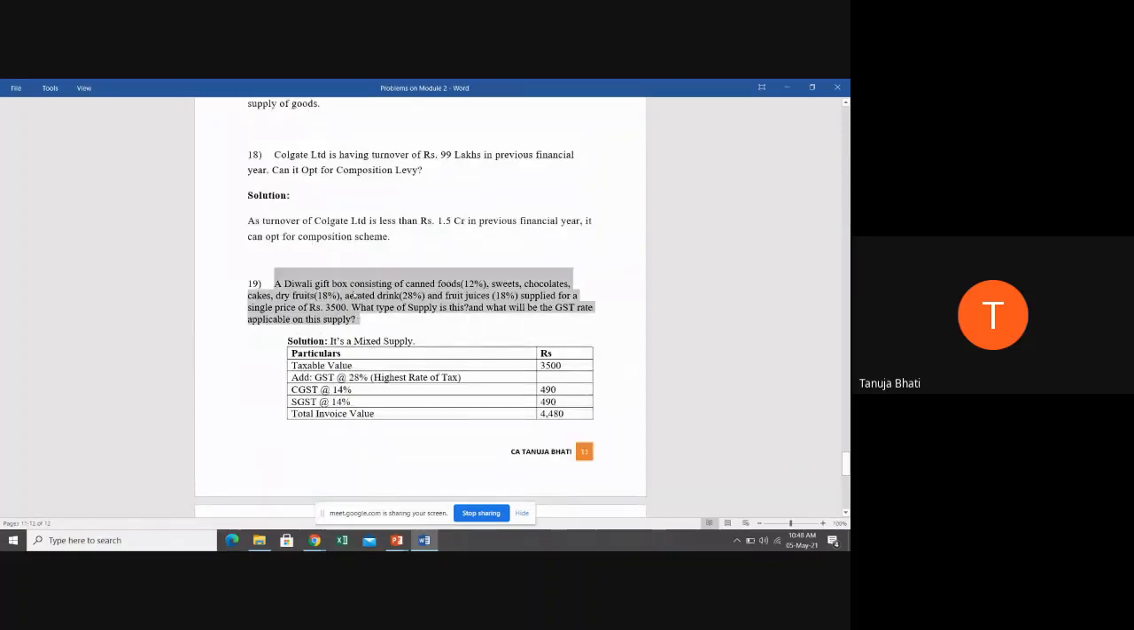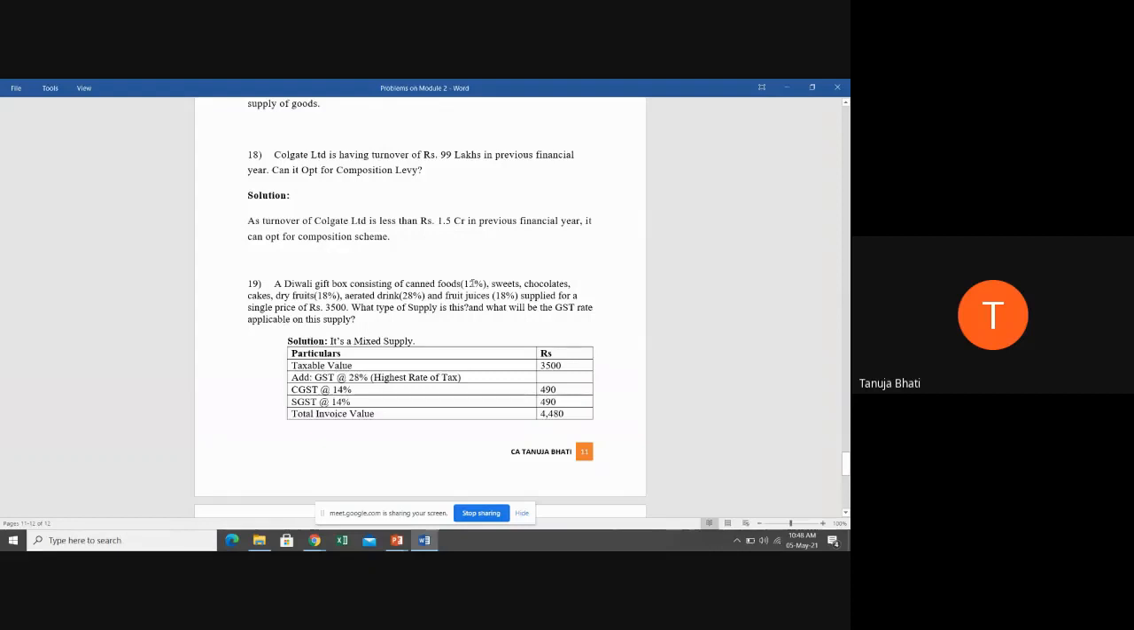A Diwali gift box consisting of canned foods, which is at the rate of 12% GST, sweets, chocolates, cakes, dry fruits, which is at 18%, aerated drinks at 28%, fruit juices 18%, is supplied for a single price of rupees 3,500. It means there is a combo pack of Diwali where you have canned fruits, chocolates, dry fruits, aerated drinks supplied at only one price. They have made a basket of it which they are supplying together for one price, that is 3,500. What type of supply is this, and what will be the GST rate applicable on the supply?